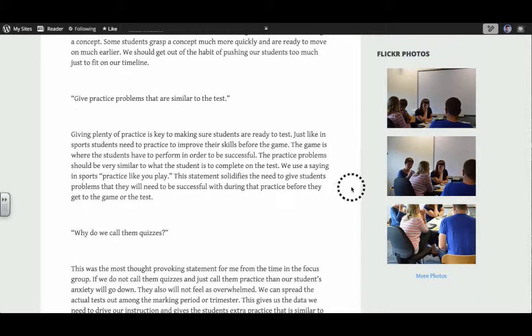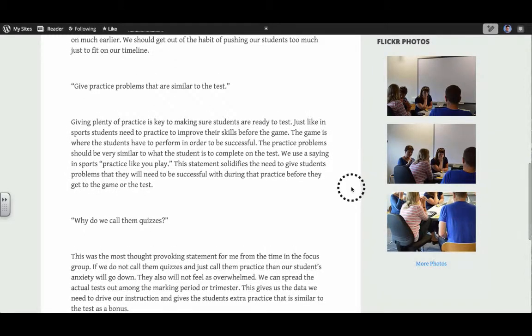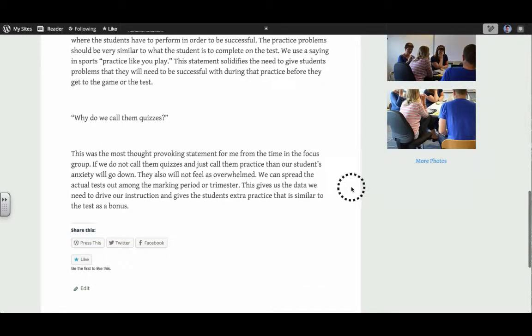Giving practice problems that are similar to the test, just giving them lots of practice. I use a sports analogy here, practice like you play. You're going to want to get your students to practice all the time. And then the thing that was the most thought-provoking for me was, why do we call them quizzes?